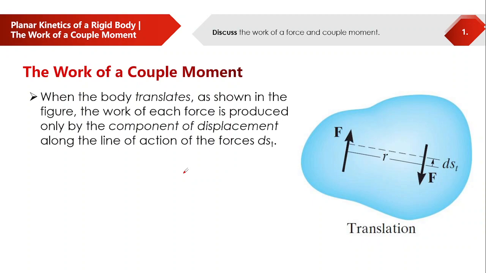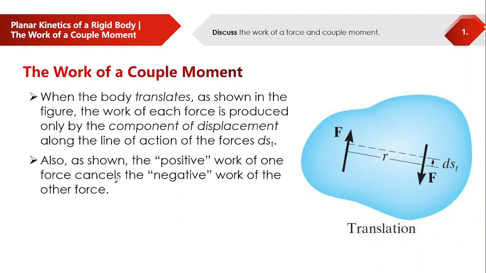So the work of each force is produced only by the component of the displacement ds along the line of action of the forces. As shown, the positive work of one force cancels the negative work of the other force, because they are opposite: the same magnitude of force, but opposite direction. So they cancel out.